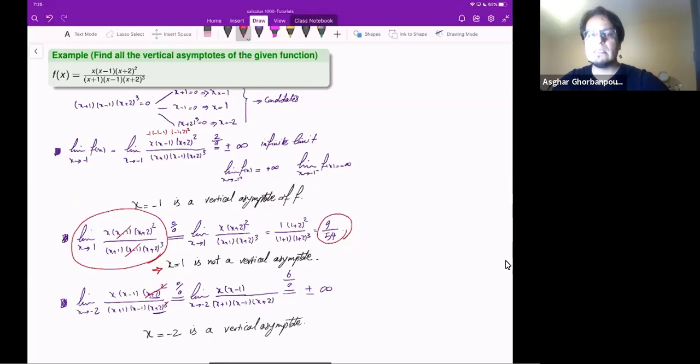Yes, 0/0, I always try to mention this. 0/0 is not the end of this story. It is just the beginning of this story. It just tells you, okay, you have to do something. 0/0 can lead to infinity. It can lead to a number. It can be that the limit does not exist, and so on.